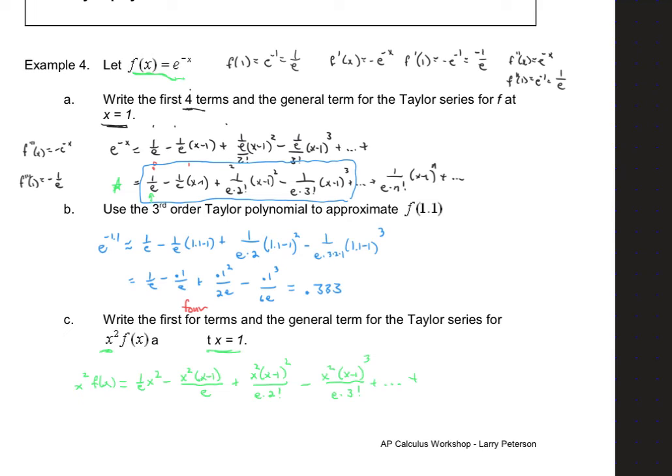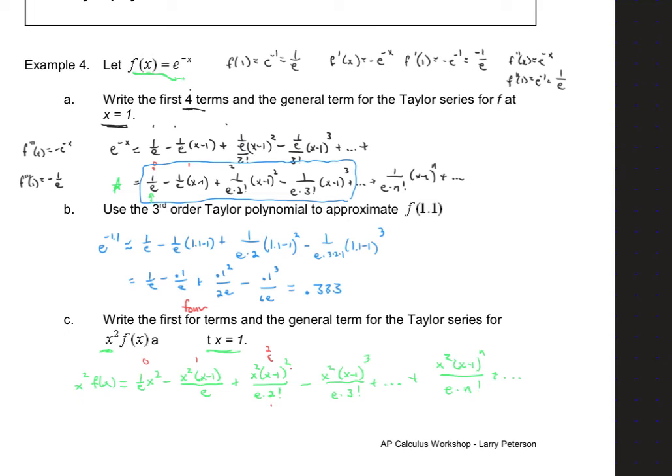Now again, we have the freedom to think of the first term as being either 0 or 1, whichever we want. I'd like the factorials and the powers to match the term number, so I'm going to think of it as starting with 0. That's going to make our nth term, the way I'm thinking of it anyway, x squared times x minus 1 to the n all over e times n factorial. And don't forget to add your plus dot, dot, dot.